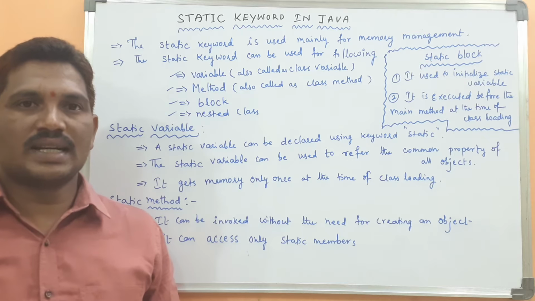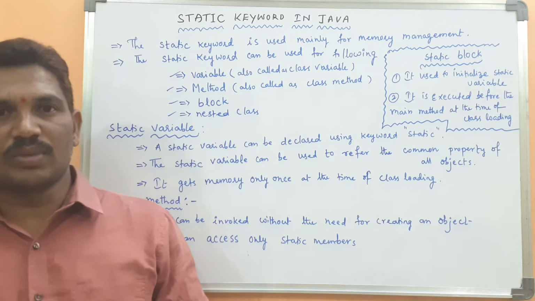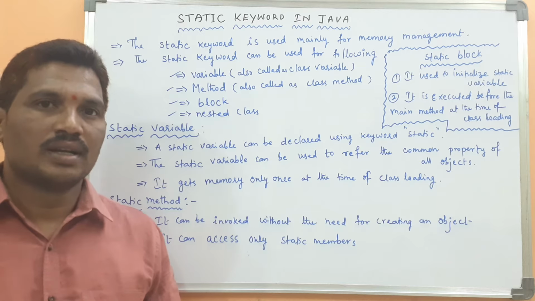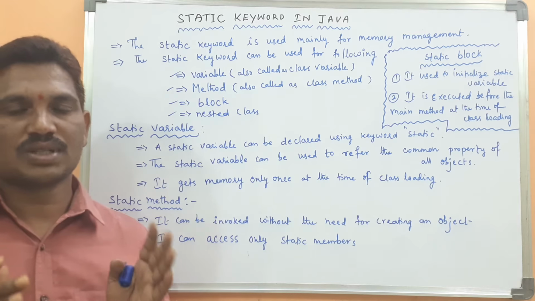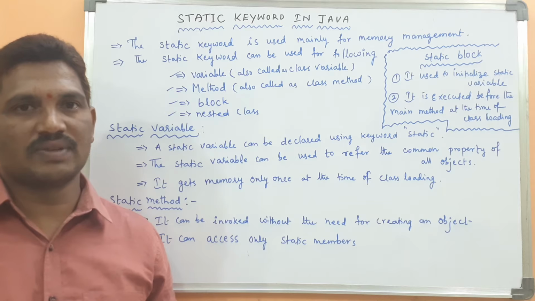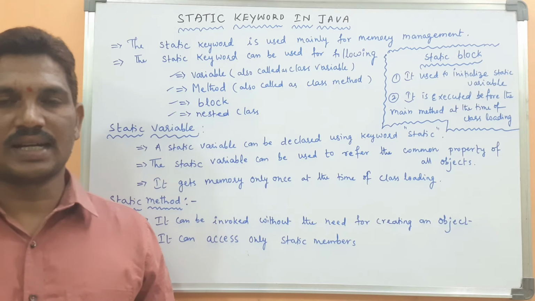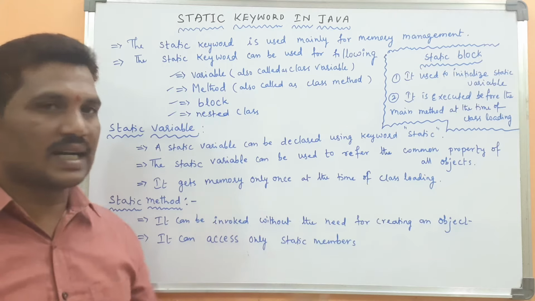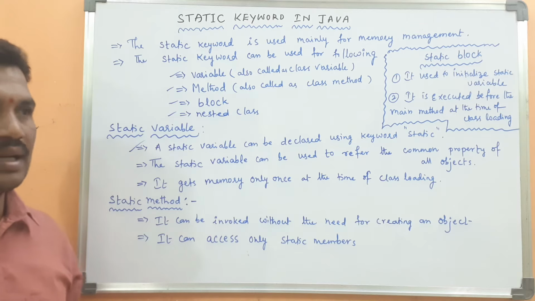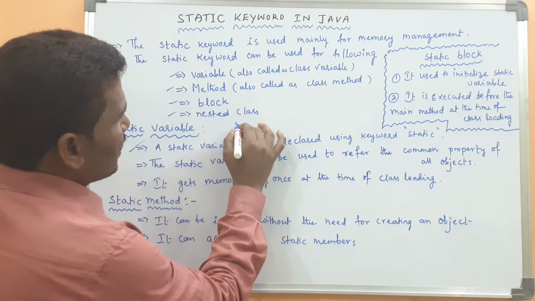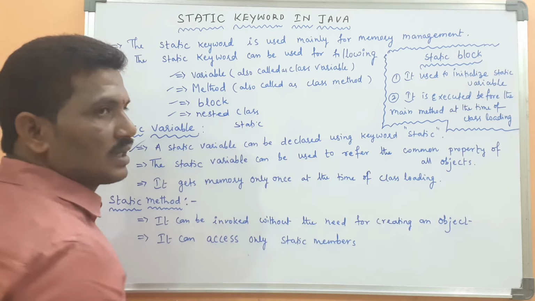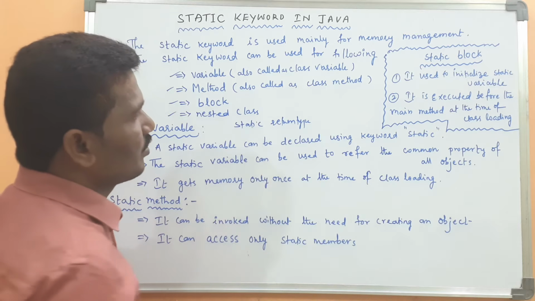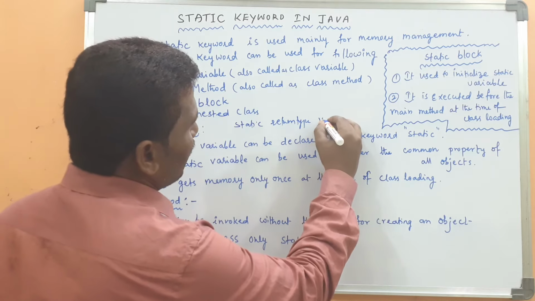When a variable is declared as static, what is the difference between a normal variable and a static variable? Every student must know this. A static variable is declared using the static keyword. What is the syntax? The static keyword, then the return type, which is nothing but the data type, then the variable name.